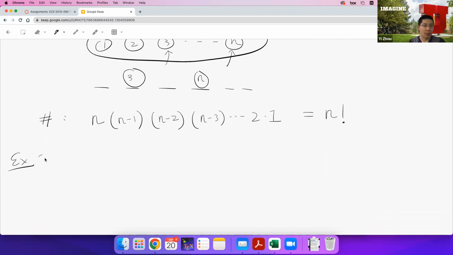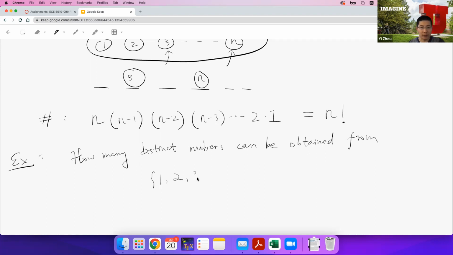So for example, we can consider how many distinct numbers can be obtained from these 9 digits. Okay. And every digit, we are going to use them exactly once.